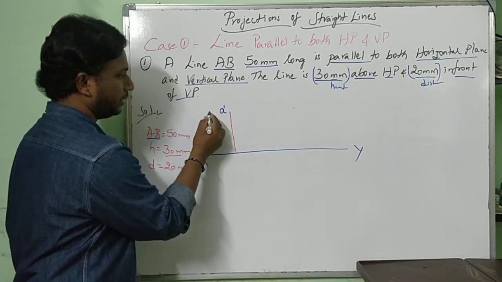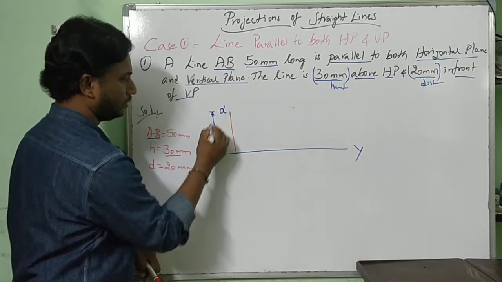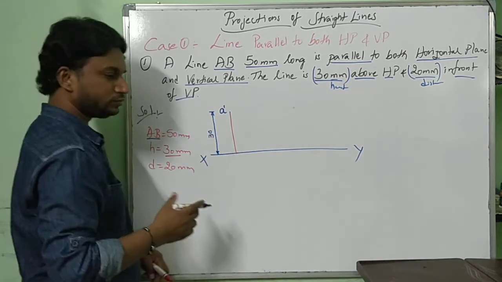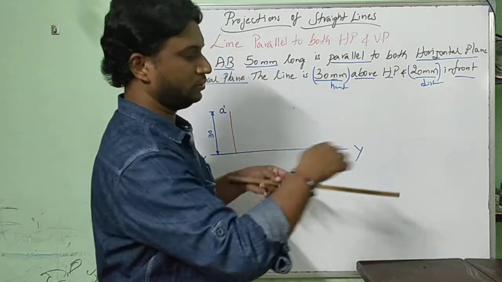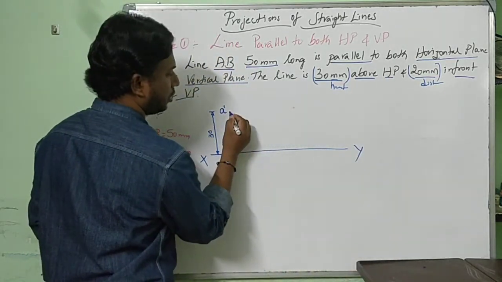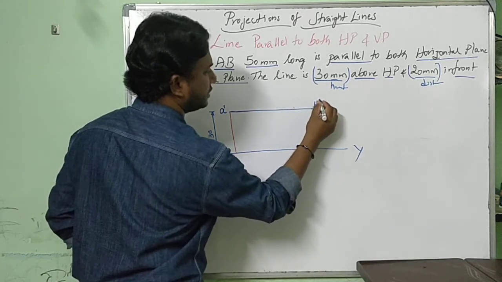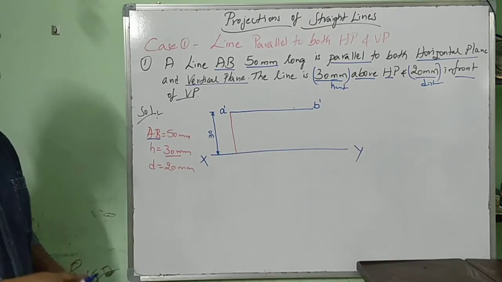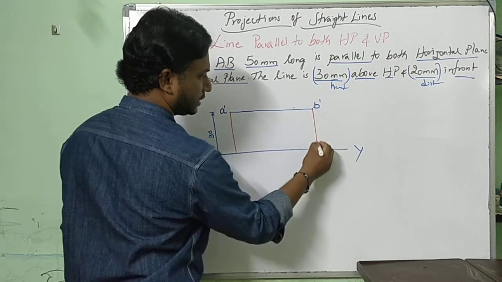At what height is it? So what is the distance or length? Total it is 50 mm. So from here I have to draw a 50 mm horizontal line to another point which is capital B, B dash. Now here one more projector.